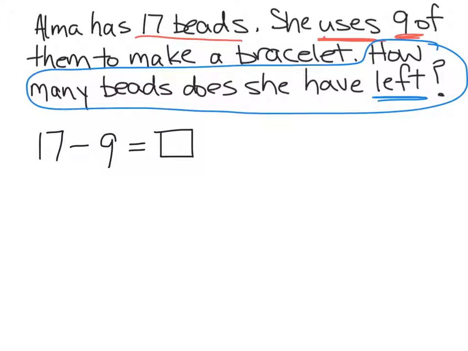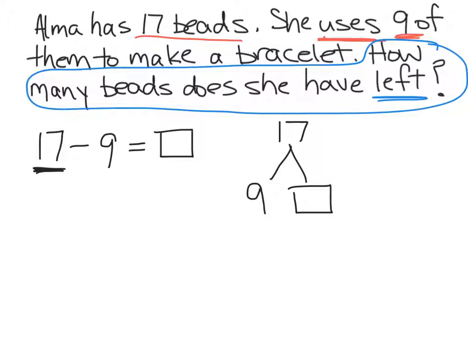So if I was going to create a math mountain for this, I would start with my largest number on top. That's my total number of beads that Alma started with. I know that she took 9 of them away to use for a bracelet, but I don't know how many were left. So that's where my box is going to go. So in this situation, I have a take from problem.